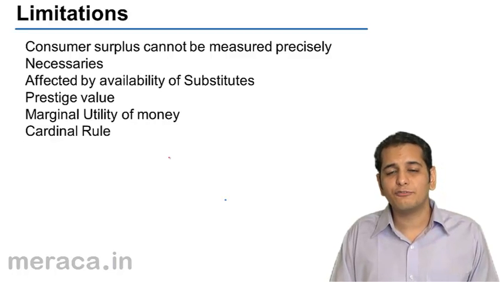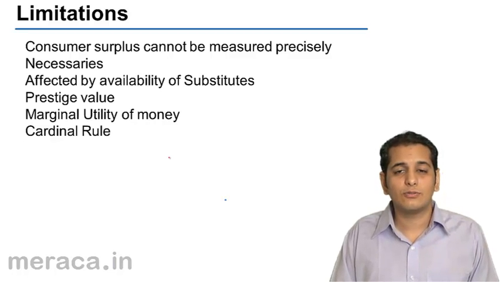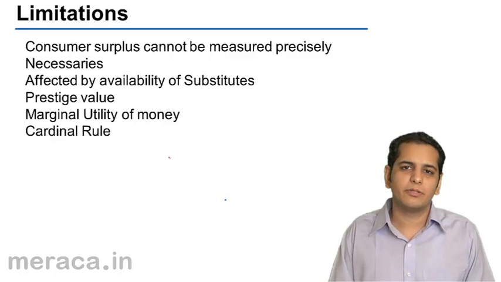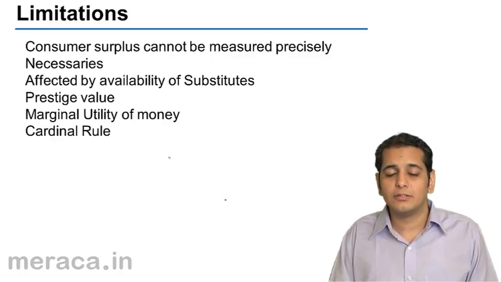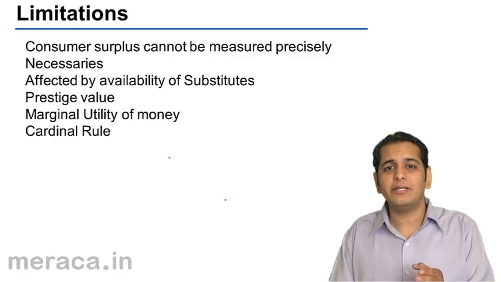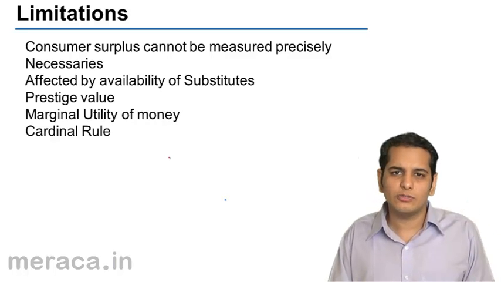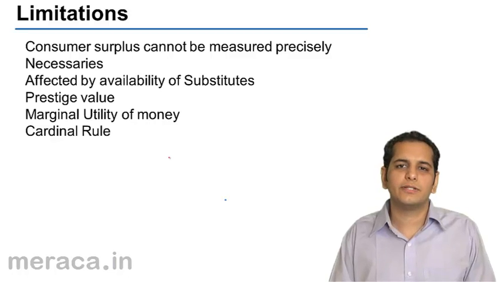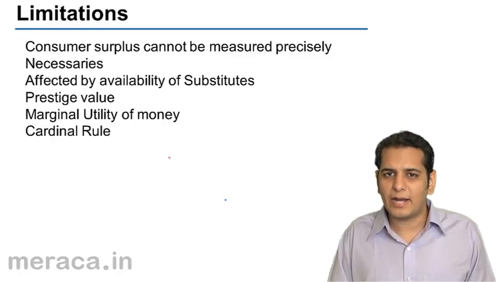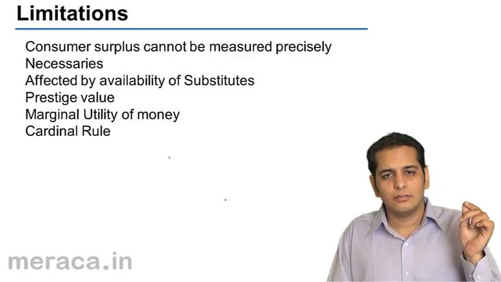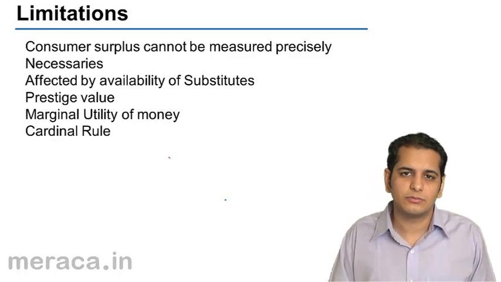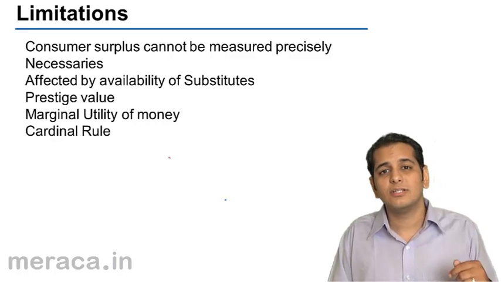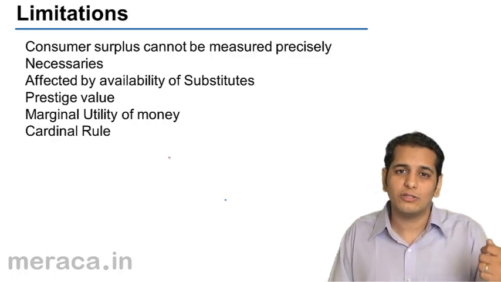Marginal utility of money. Now this we've already done in the shortcomings of DMU. We had the same point there. The marginal utility of money is assumed to be constant in consumer surplus theory. However, practically, the marginal utility of money does not remain constant. The marginal utility of money goes on increasing.